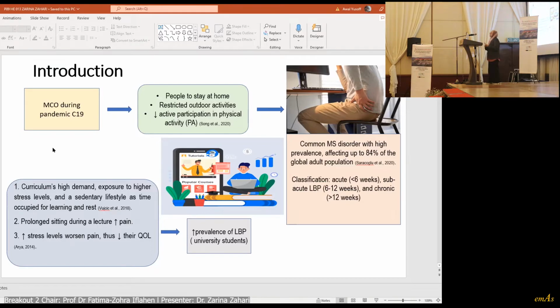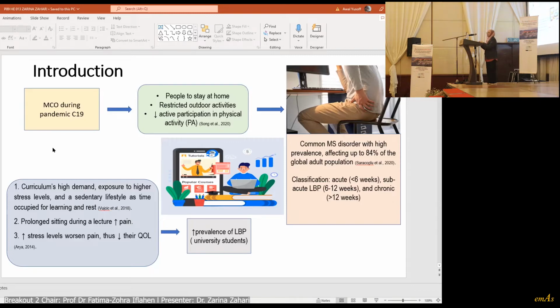It is because people had to stay at home during the movement control order. There were restricted outdoor activities during that time, reducing the active participation among the population. And because of this restriction, it leads to low back pain.